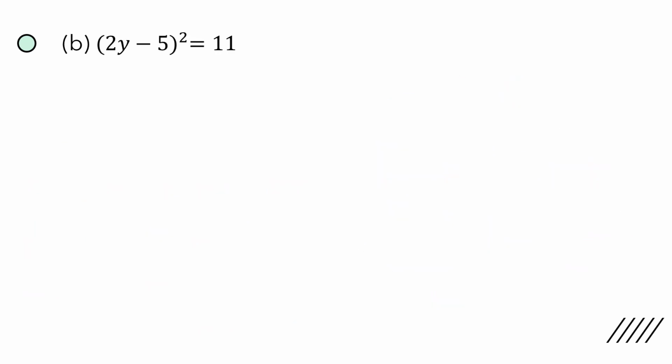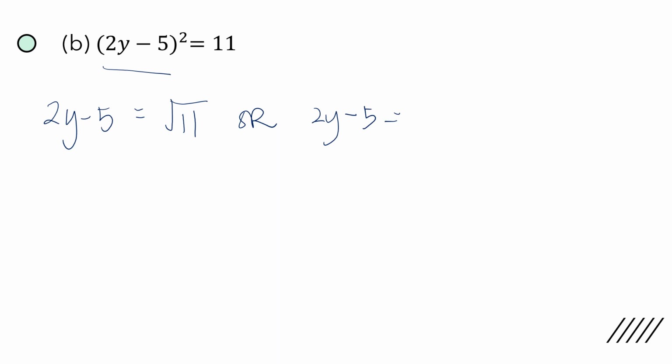Alright, so let's try another question. Right, so we have something squared equals 11. So we know that there are two possible answers. First possible answer is square root 11. Second possible answer will be negative square root 11. Alright, so square root 11, if you use a calculator and express it to 4 significant figure, at least 4 significant figure for in-between answer, you'll get 3.317.